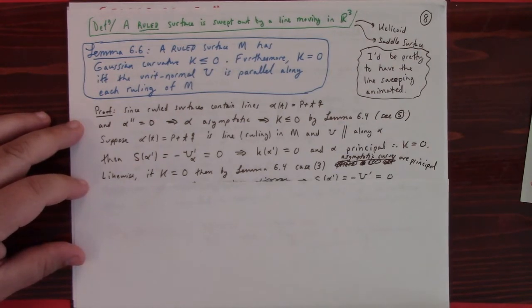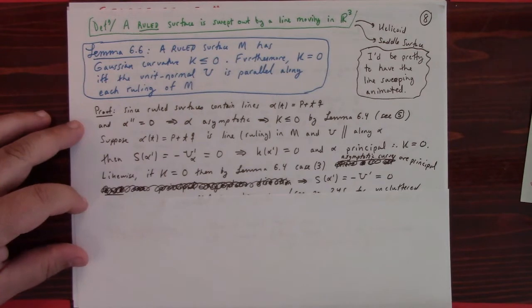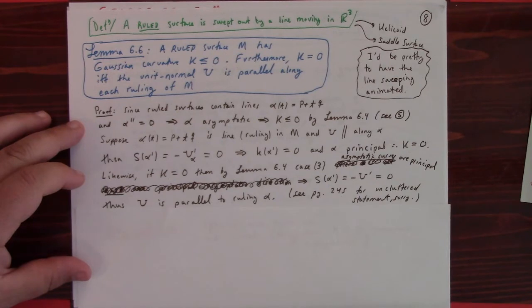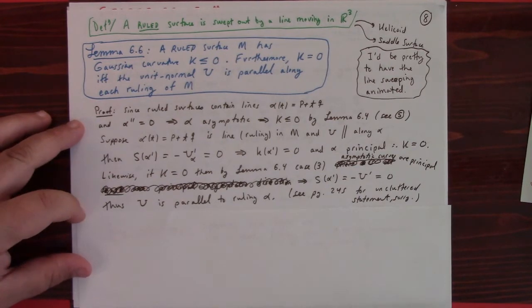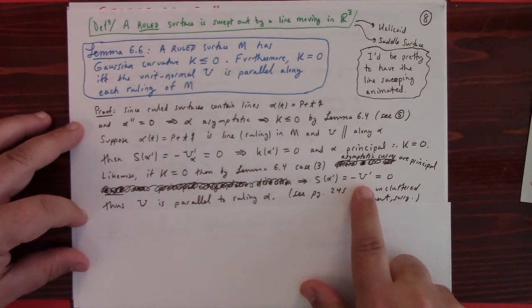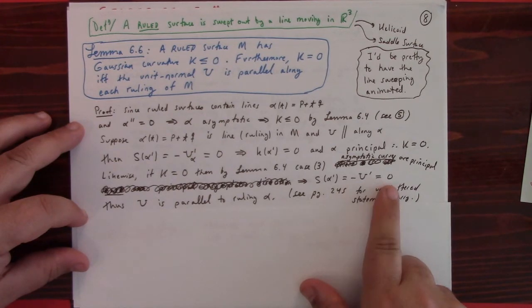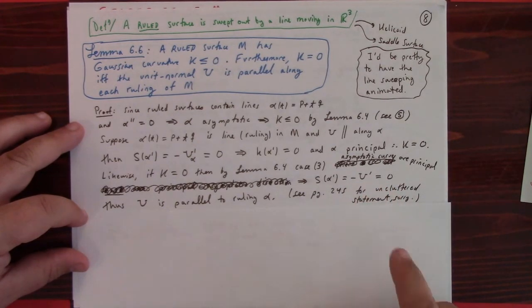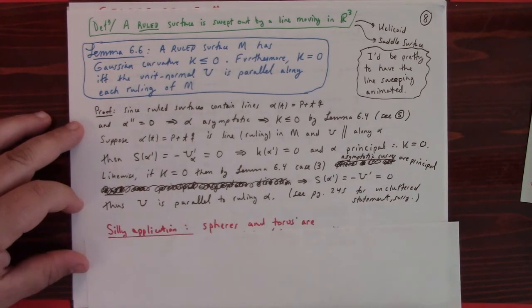Likewise, if the Gaussian curvature is 0, then by lemma 6.4, case 3, the asymptotic curve is principal. And just a reminder, the shape operator of alpha prime is minus U prime, which is 0. Thus, U is parallel along the ruling alpha. I mean, if we have a vector field and we evaluate it on a curve, and we differentiate it and the derivative of the vector field along the curve is 0, that means that the vector field is parallel along that curve, right?